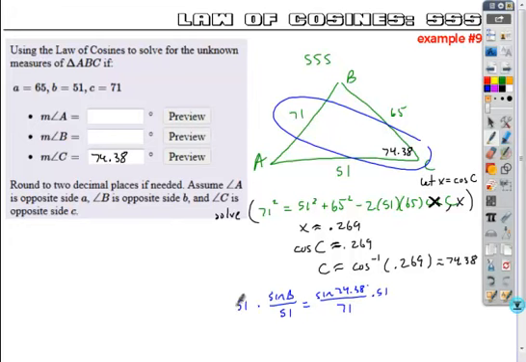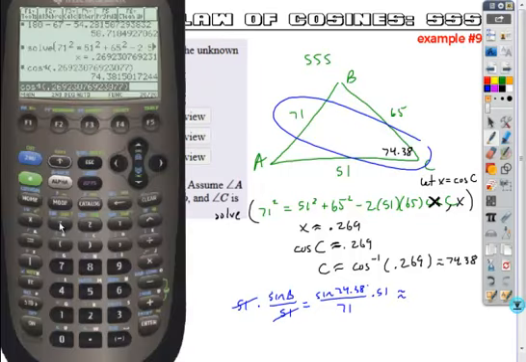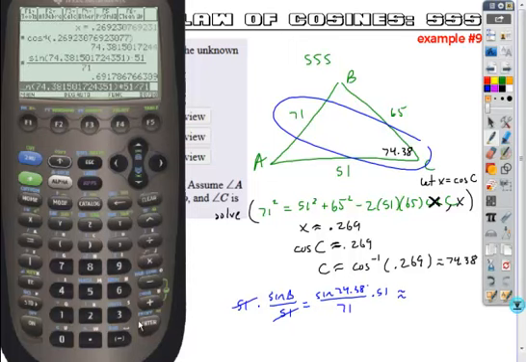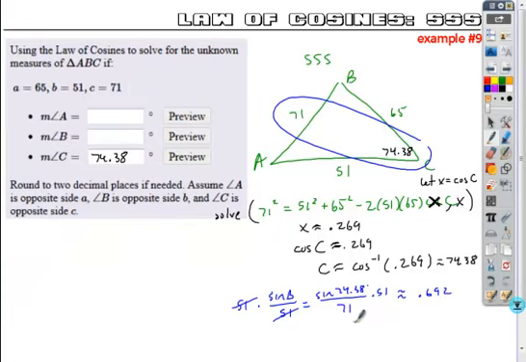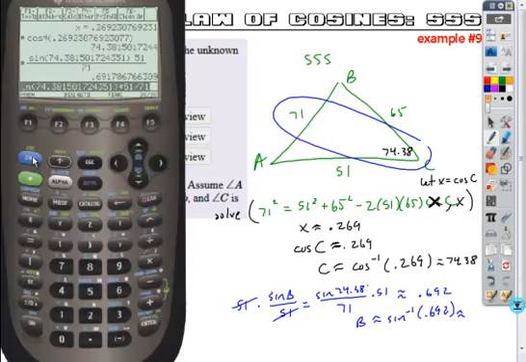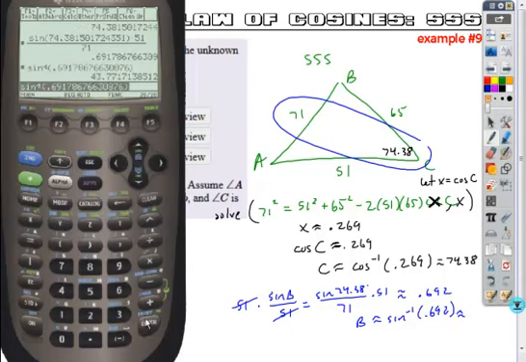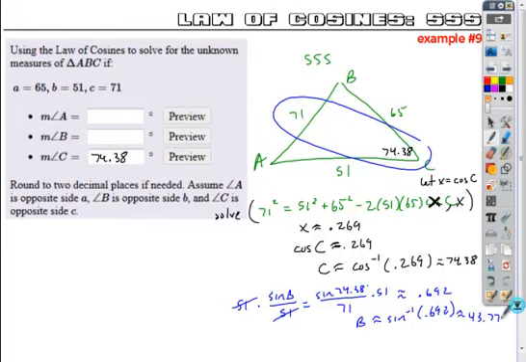Multiply both sides by 51 to get the sine of B alone. I can do my calculations here. So take the sine of this angle that I just found, times 51 and divide by 71. I've already entered a decimal. I get my ratio of 0.692 approximately. And so to calculate B, I can take the inverse sine of that ratio, and that gives me my value. So the inverse sine of this ratio gives me 43.77. So that was angle B.